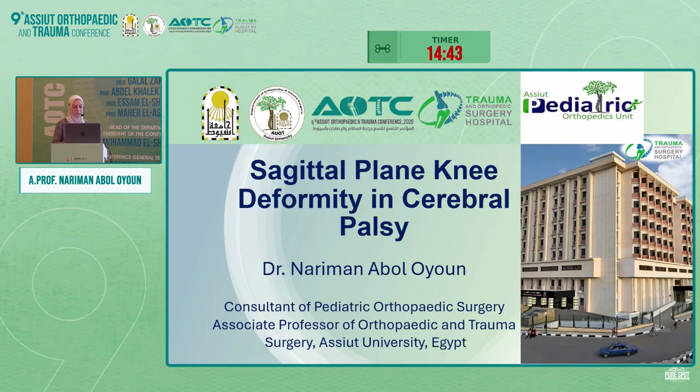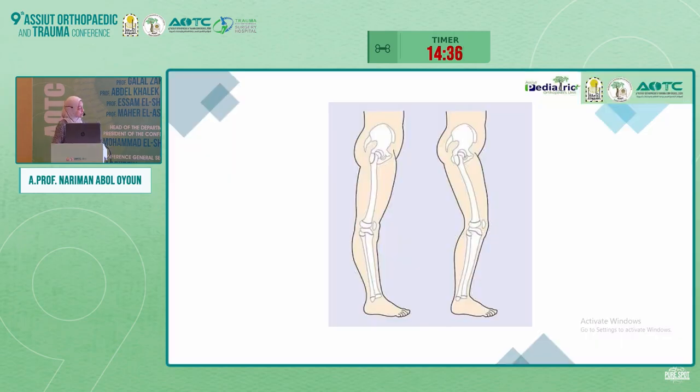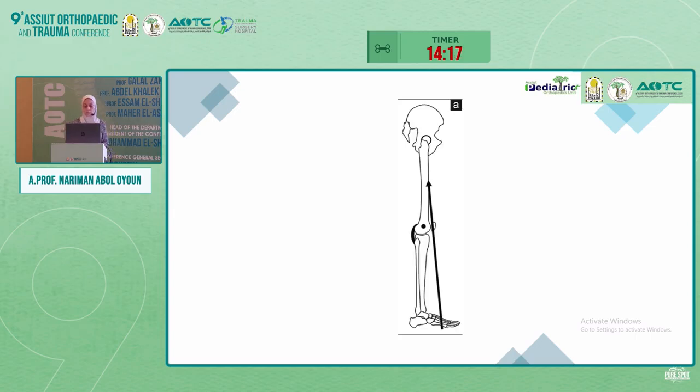I would like to talk about the sagittal plane knee deformity in cerebral palsy. I need to just show what we're talking about. This is a side view of a standing patient. This is the flexion gait, or the flexed knee gait or stance. This is a hyperextended knee stance. I don't want to say deformity because sometimes it's not a fixed deformity, sometimes it's just dynamic.